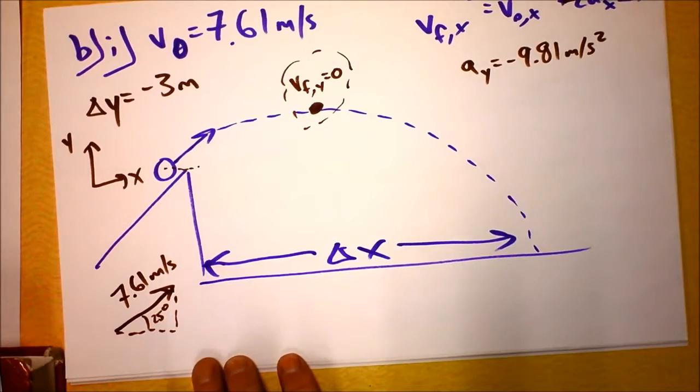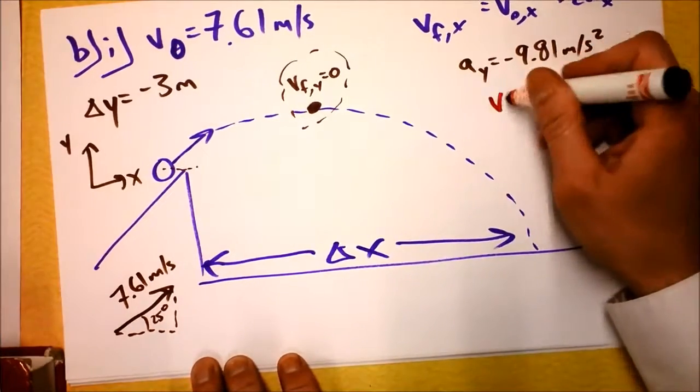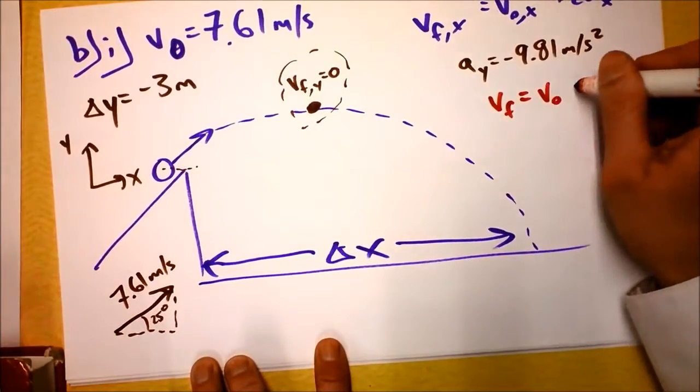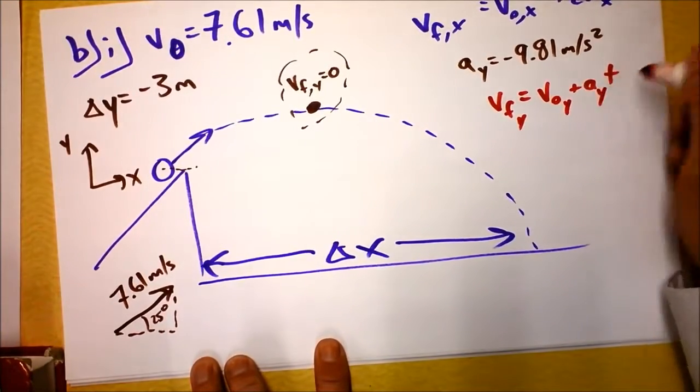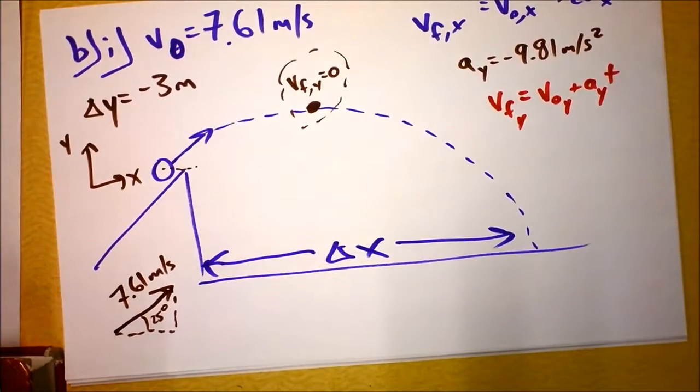Okay, so what equation are you going to use? V final equals V naught plus AT. V final equals V initial plus acceleration times time, in the y direction. Good, find the time. Time to get to right here.